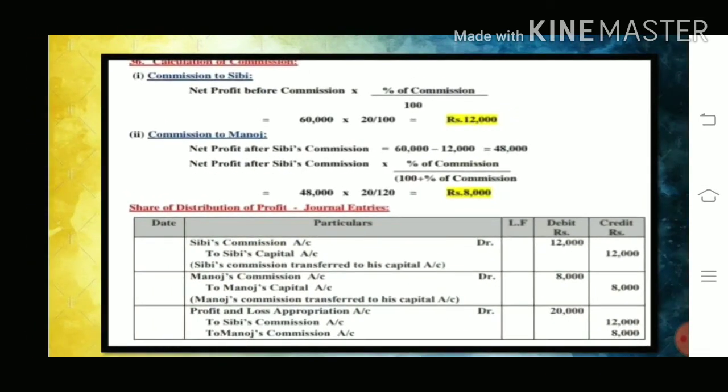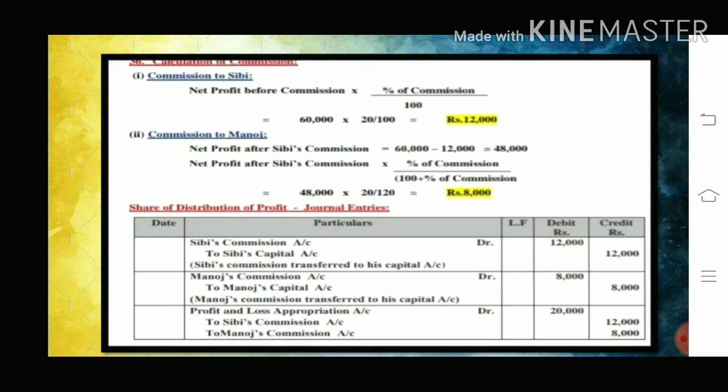CB's commission account debtor to CB's capital account. So CB's commission is transferred to his capital account. How much is there? First, 12,000. The same value will be entered into the credit aspect. Then the second one, Manoj commission account debtor to Manoj capital account. So Manoj's commission is transferred to his capital account. How much is there? 8,000. So totally 12,000 plus 8,000, 20,000.